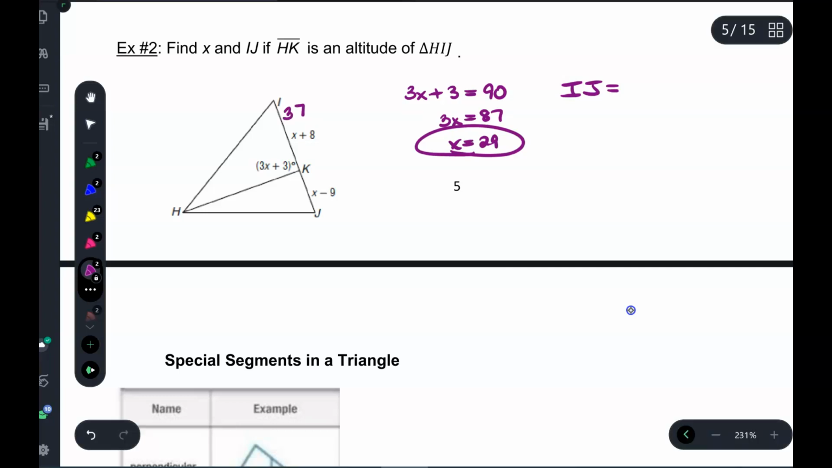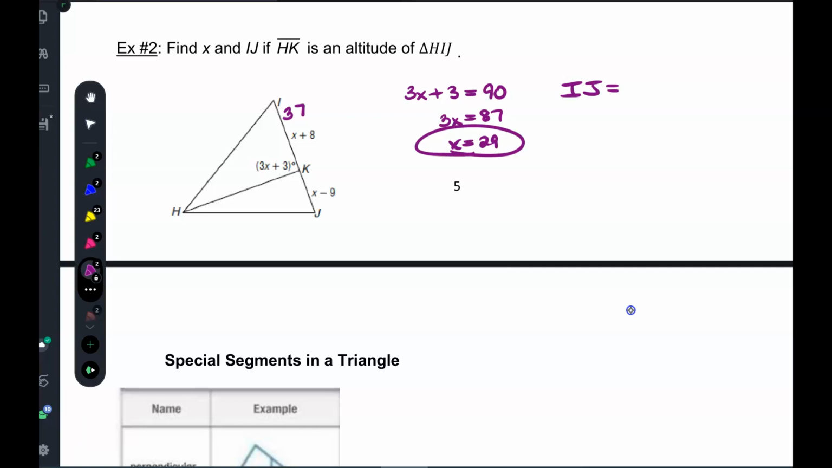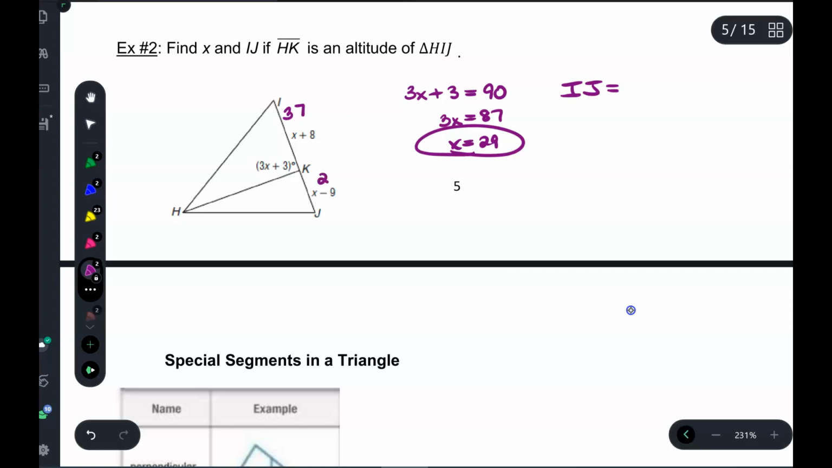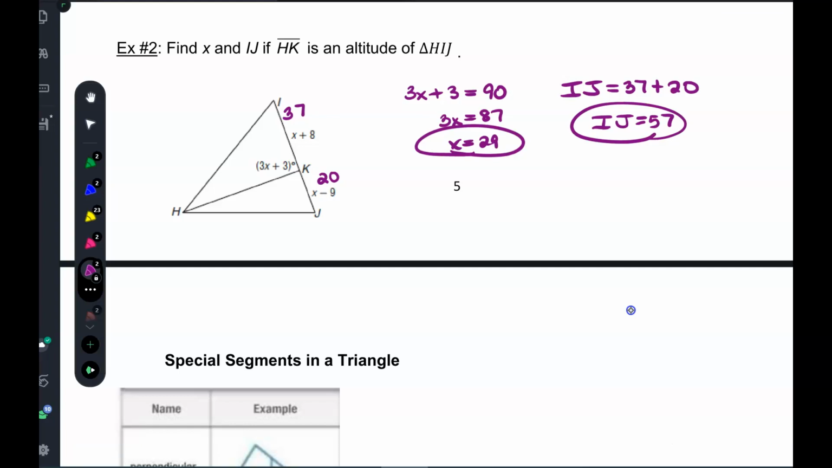Can I also just do x plus 8 equals the other? 37 plus 20, so this has to be 57. So we're going to add those two parts together. It'd be 57. Good. You set it equal to 90 because it's perpendicular. Then you plug that in. An altitude does not bisect. Plug 29 in here, plus eight, and then you can figure out the segment. Just plug it into both. Okay.